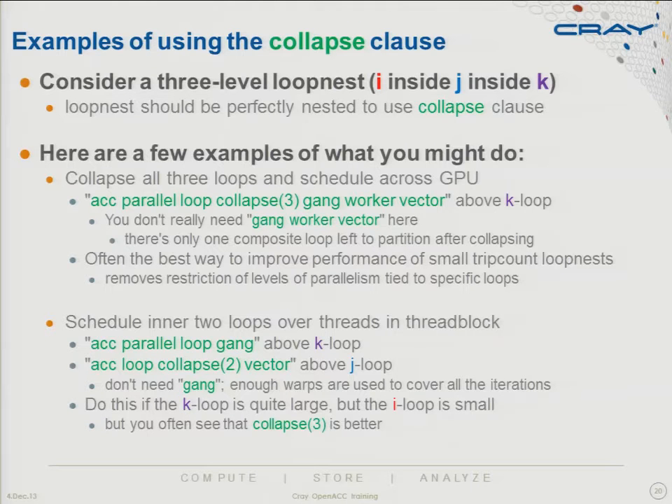And if you want, you could collapse just the two inner loops. So you'd say parallel loop above the K loop, you'd say collapse(2), and then you just divide the inner two loops over the vector level and the outer level over the gang. There's no particular answer as to what you would do. It depends on the trip counts of your loop. It depends on how much work is inside the kernel. You have to try these things, and I'll show some examples of this later.